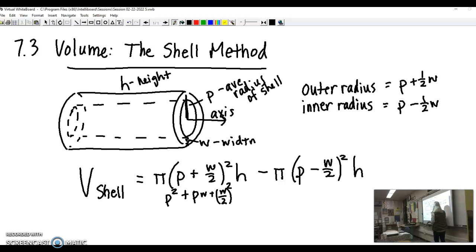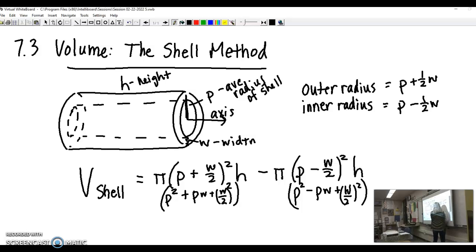If I FOILed this one out, I would get p squared. I would get a minus pw. And I would get a plus w over 2 squared. Thank you for writing that out. What I'm going to do is just cancel a bunch of stuff, because when you have a plus and a minus, see how this is subtraction? What's going to cancel out?